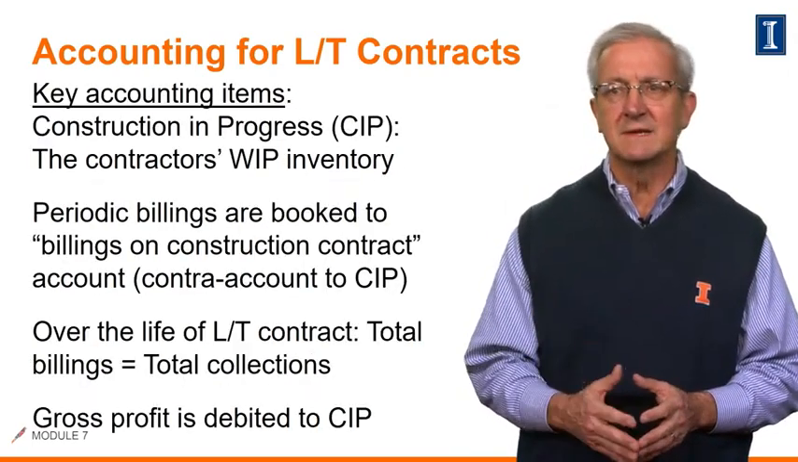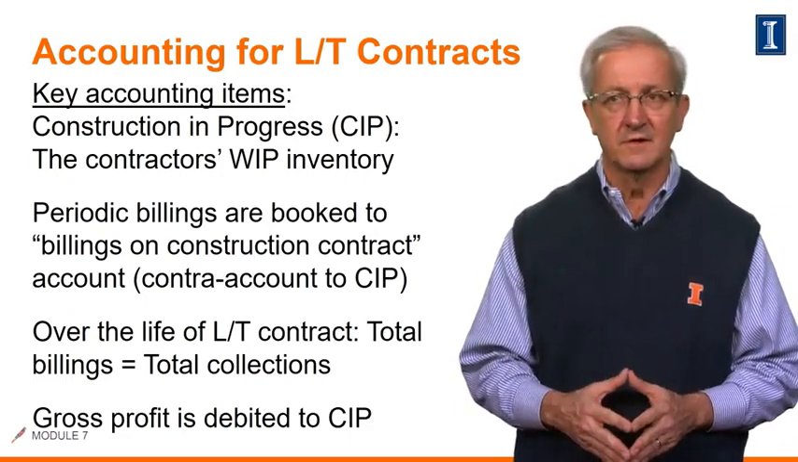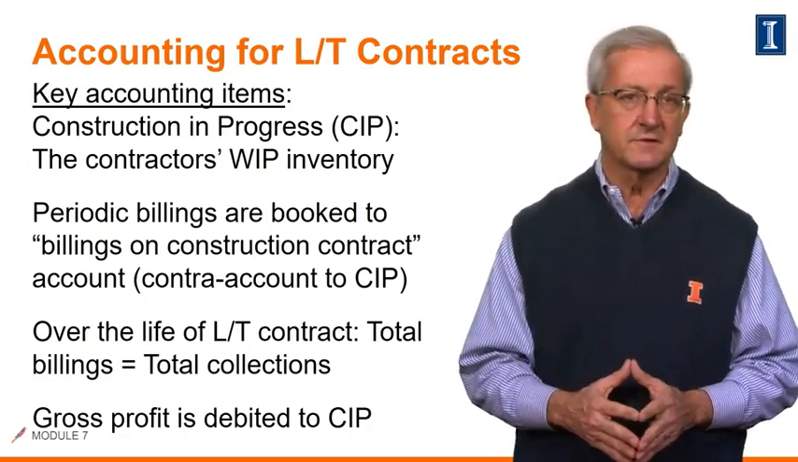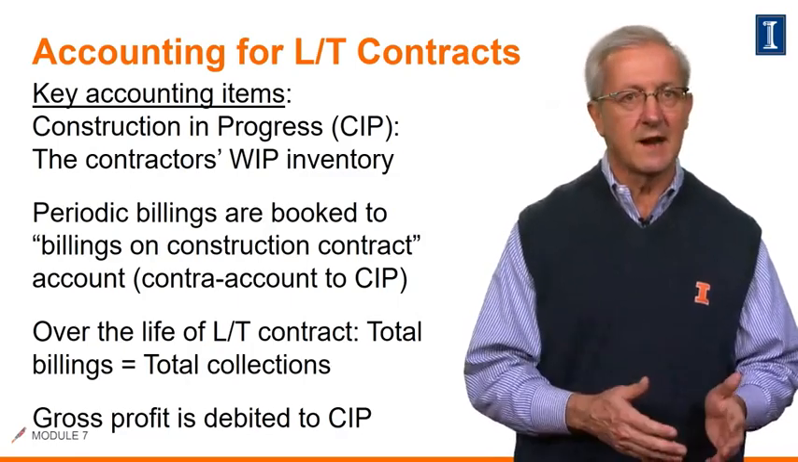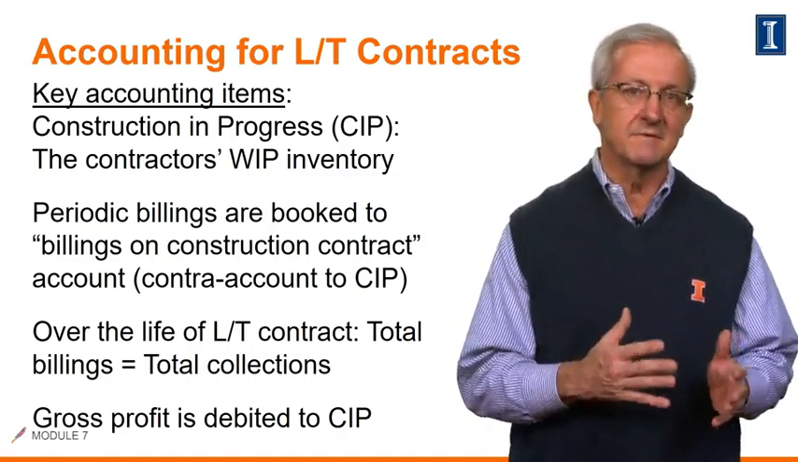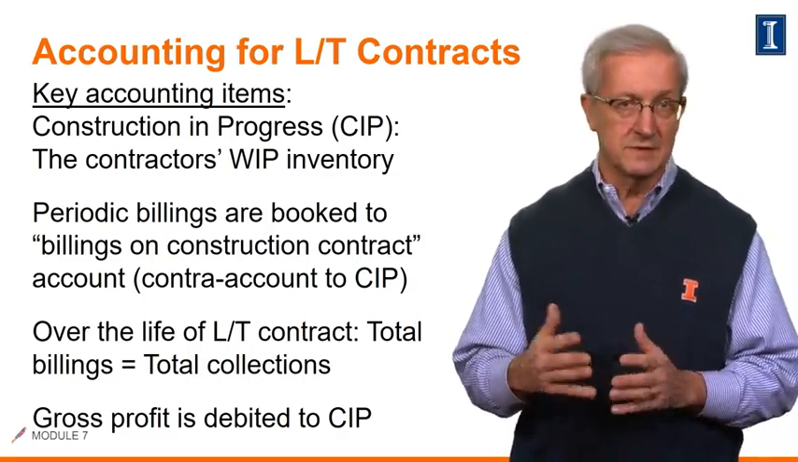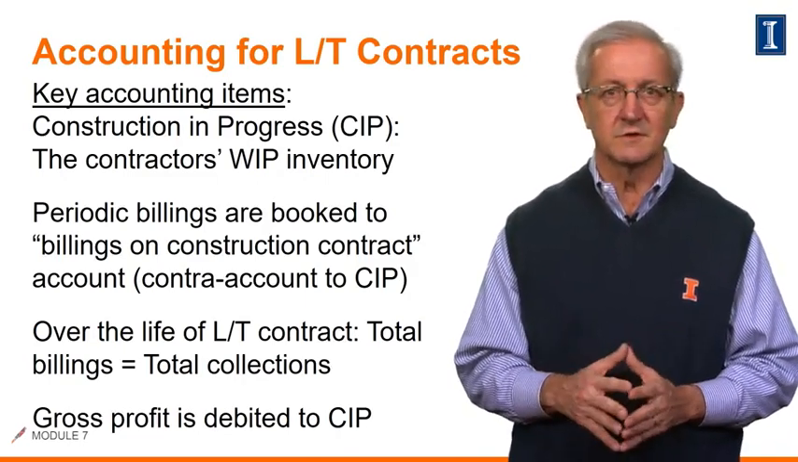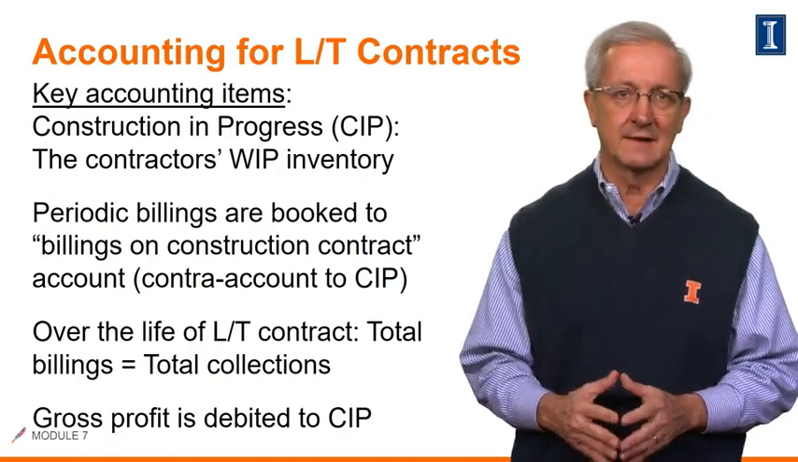So now let's review some of the key accounting terms, because it's kind of unique for long-term construction contracts. The first account we want to talk about is construction in progress, or CIP. This is basically the contractor's work in process, or WIP inventory, that we see used in a manufacturing environment. Also, the periodic billings are booked to an account uniquely called Billings on Construction Contract, which is a contra account to the CIP asset account.